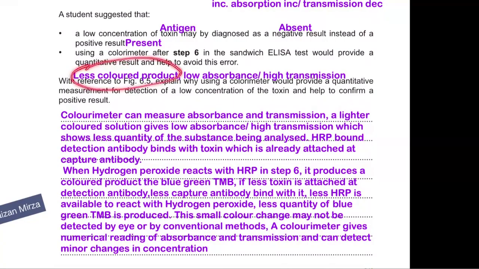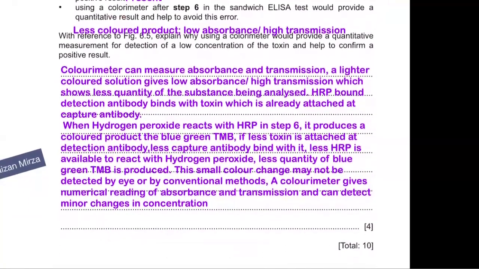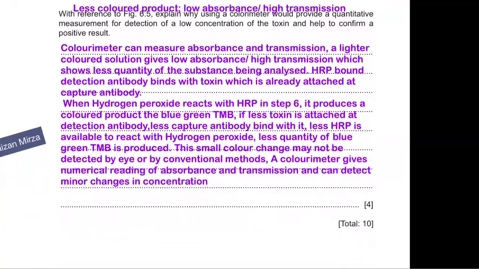We'll have less colored product. Less colored product means there will be low absorbance and high transmission, so even if there is a minor change in the absorption or transmission, it means the product is there. With reference to figure 6.5, explain why using a colorimeter would provide a quantitative measurement for detection of a low concentration of toxin and help to confirm a positive result. So the colorimeter can measure the absorbance and transmission. A lighter colored solution gives a low absorbance, which means more light gets transmitted, which shows less quantity of the substance being analyzed, in this case TMB, the blue-green color.